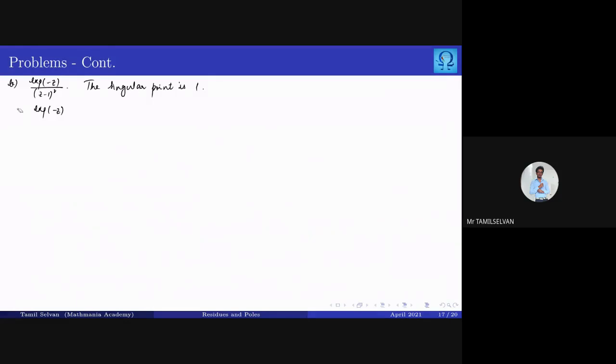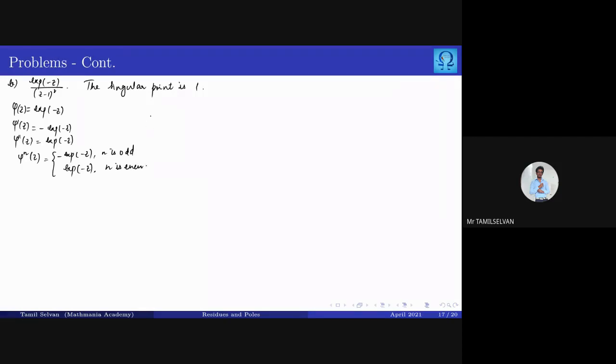Let me take this to be the function, some phi of z. Then my phi prime of z is minus exponential of minus z, and phi double prime of z is exponential of minus z itself. So in general, my phi nth derivative at z is going to be minus exponential of minus z if n is odd, and exponential of minus z if n is even.